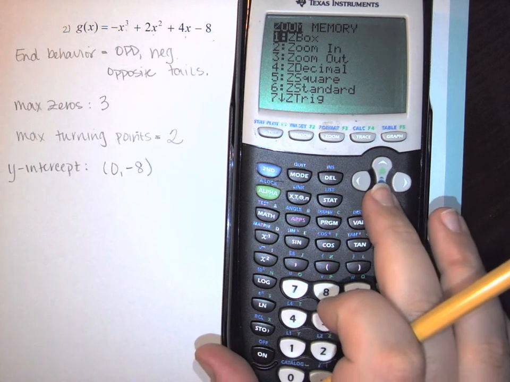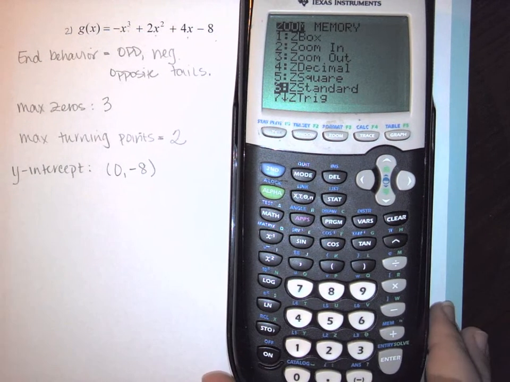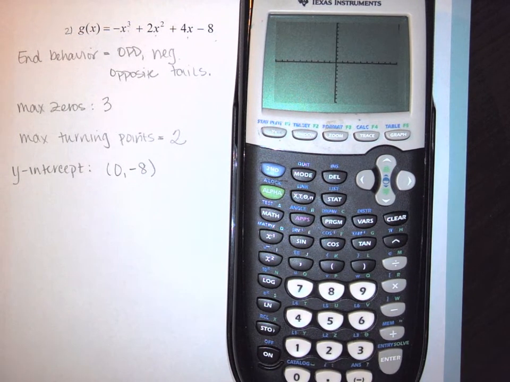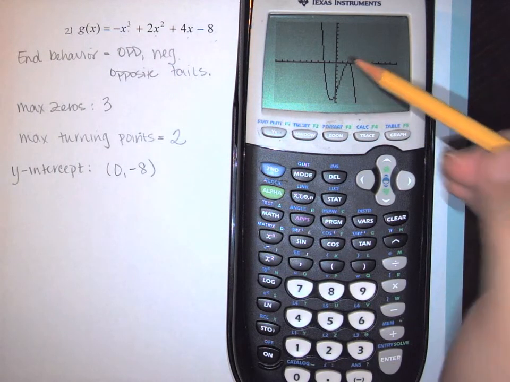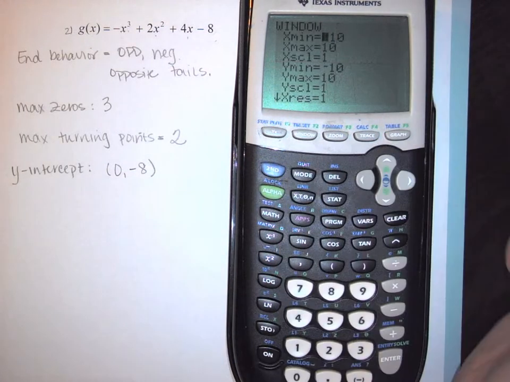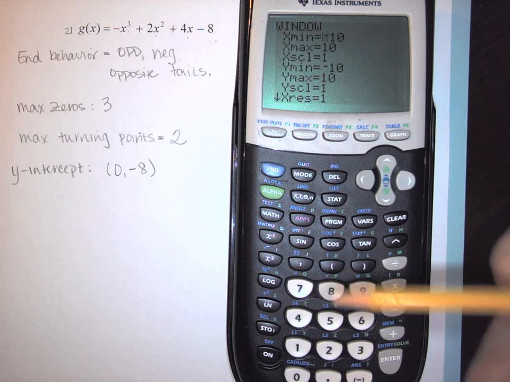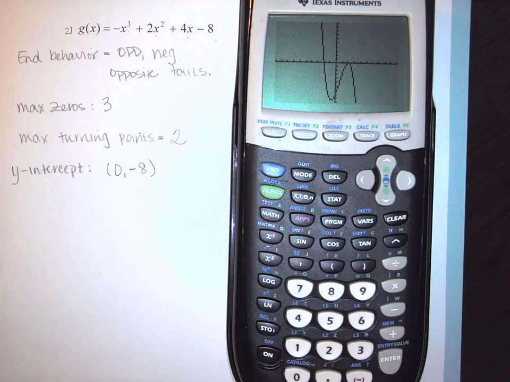One of the most favorite ones is down here, which is called Z standard or zoom standard, and if you hit that, it puts it back to a standard window. And notice in this case you can see everything you need. Now in case you want to know what standard window is, it is from negative 10 to 10 for both x and y. Okay, so let's go back to the graph.